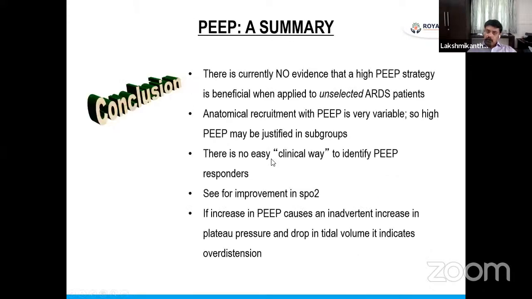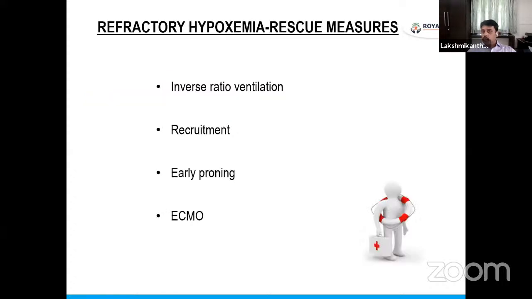So these are the basic lung ventilation strategies that we use: low tidal volume, with a high PEEP and a plateau pressure that is maintained less than 30 centimeters of water. Ideally, this patient should improve with this amount of lung protective maneuvers. If they are not improving, then we have to go for what are called rescue or salvage measures for refractory hypoxemia. What we have for that is inverse ratio ventilation, recruitment, early proning, and ECMO.